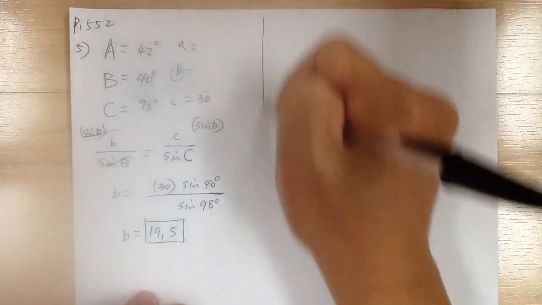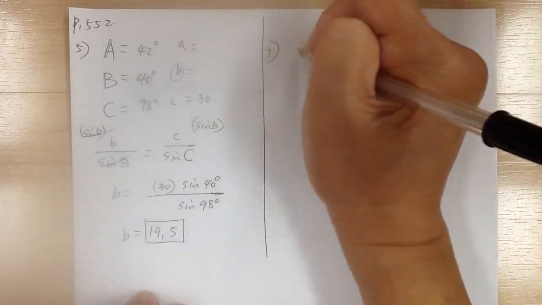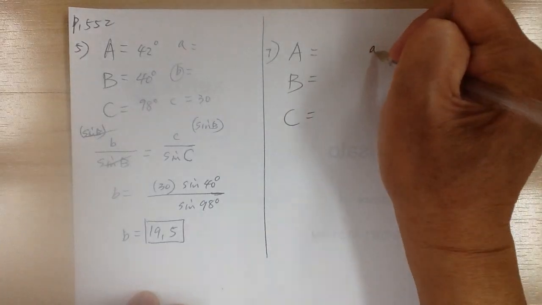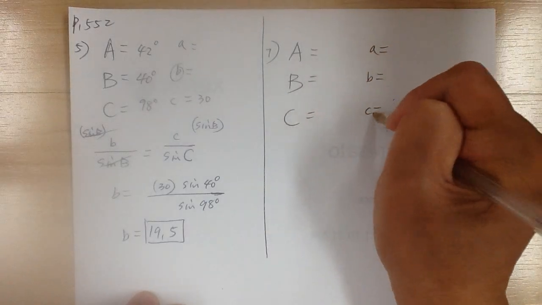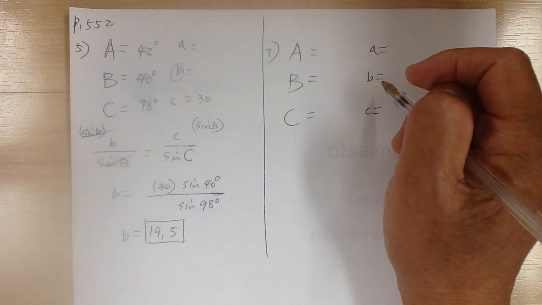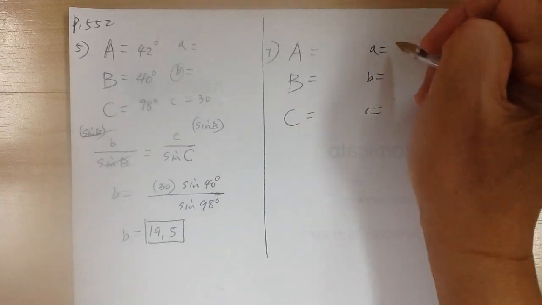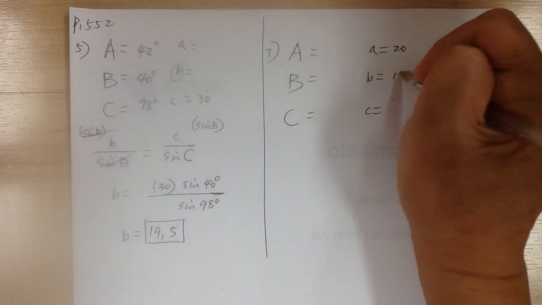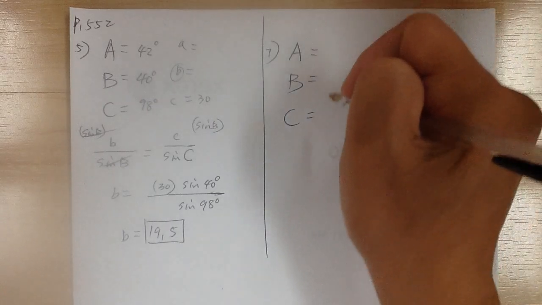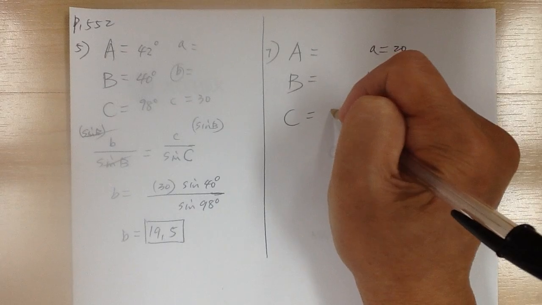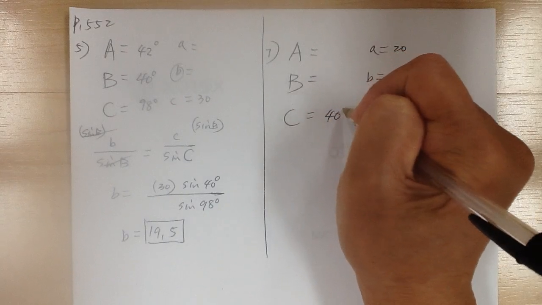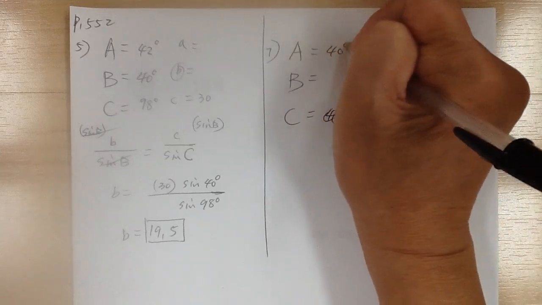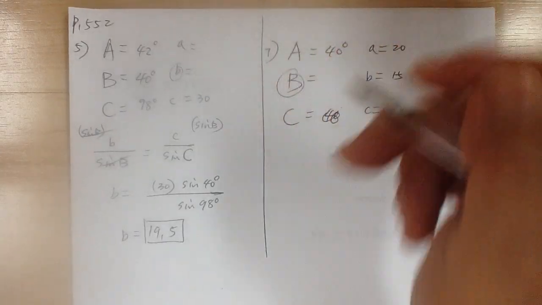Okay, next one. Let's go to number 7. So you can get your ABC. It helps you keep things organized. Okay, number 7. A equal to 20, B equal to 15, angle C equal to 40. Angle A is 40 degrees, and you're looking for angle B.